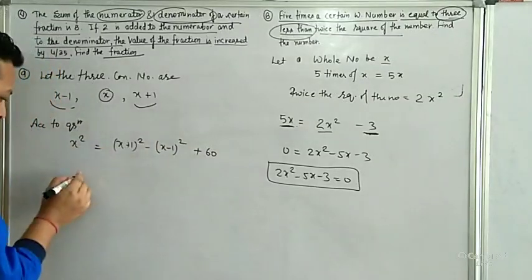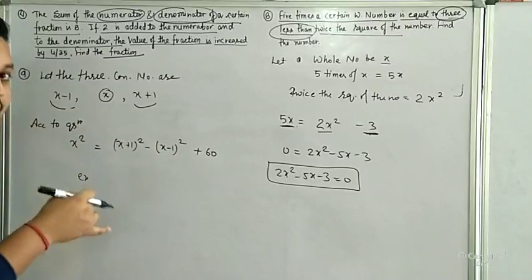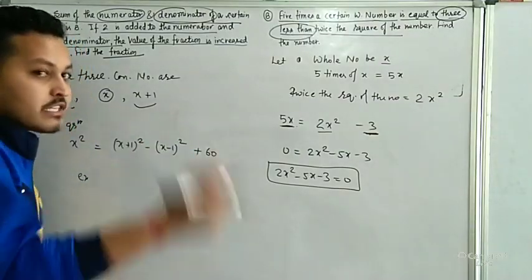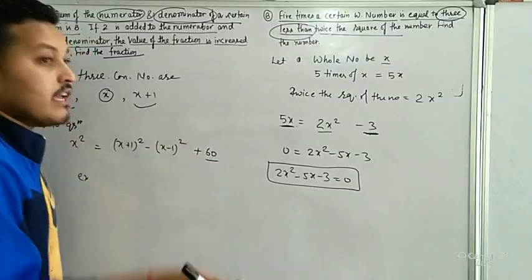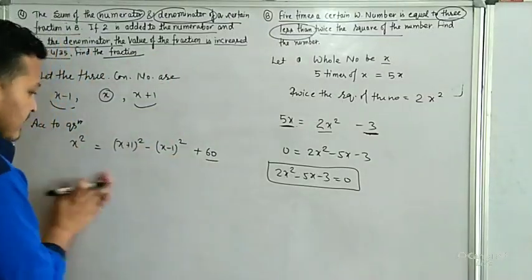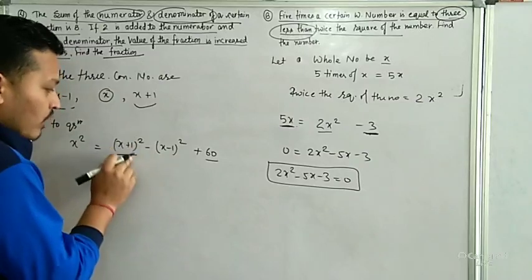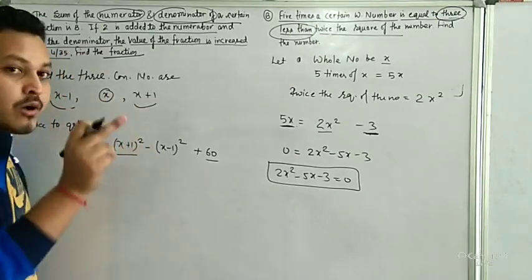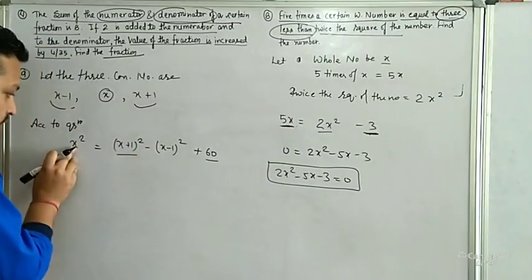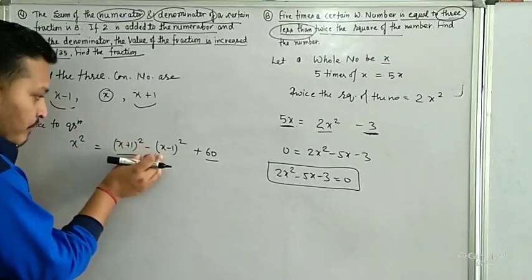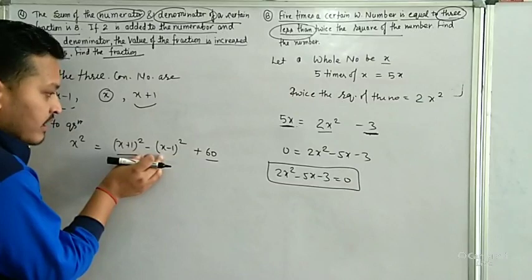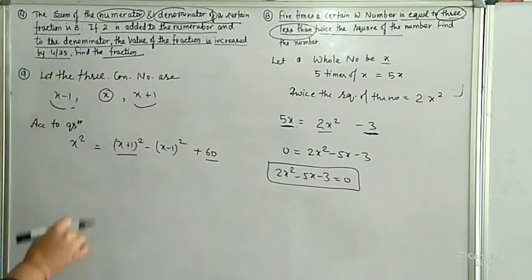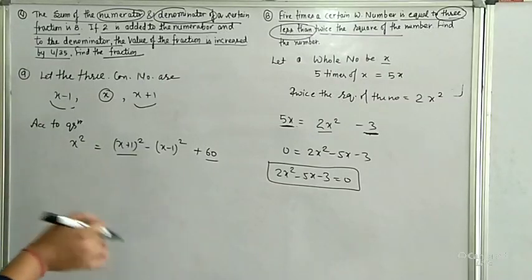After that it is written exceeds. Exceed means more. How much more? At the last it is written by 60, so 60 more. More than what? Than the difference of the squares of the other two numbers. So x square exceeds the difference of the squares of the other two numbers by 60. This is the condition, and on solving this quadratic equation, you can solve it.